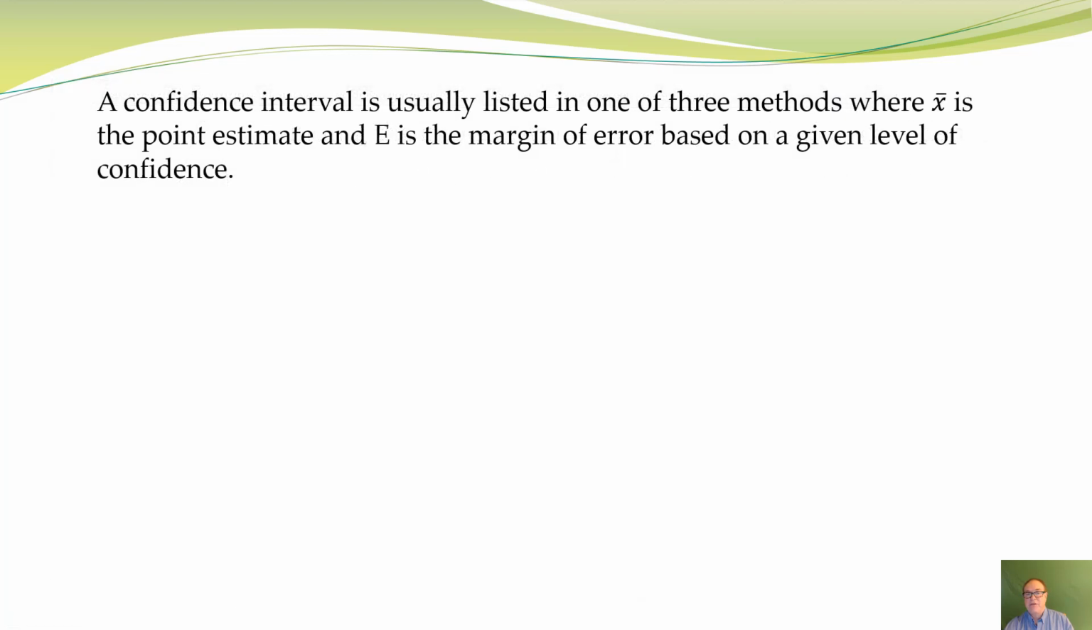All right, a confidence interval is usually listed in one of 3 ways, just like we did for the proportion, except for now instead of p hat, we're using x bar. So it's x bar plus or minus e. Now remember, x bar is a mean, so it's going to be some number plus or minus numbers, like 123 plus or minus 25.